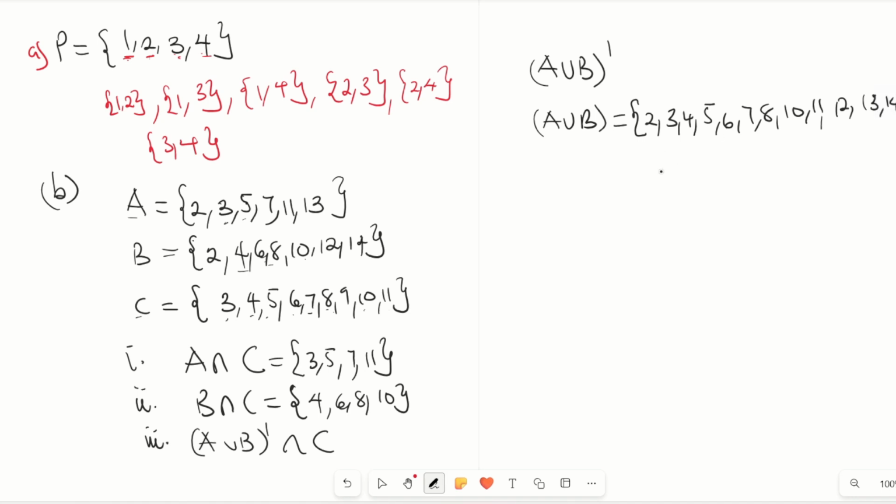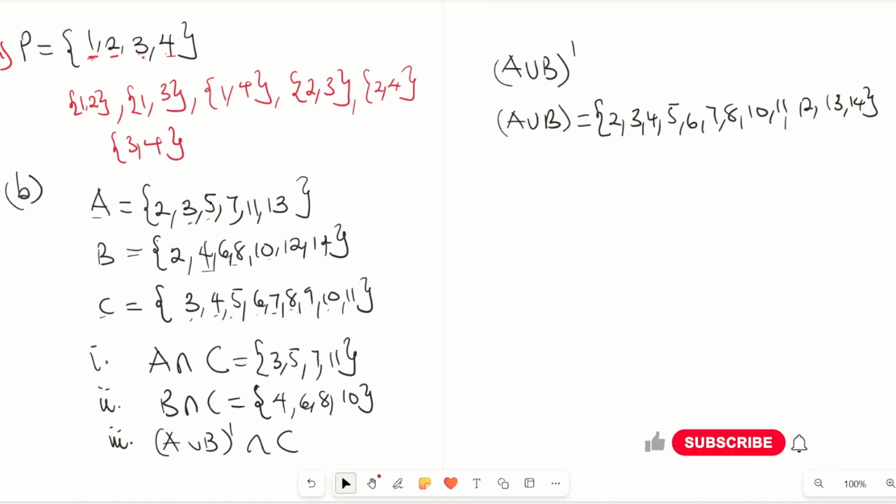So what are the elements that are in A, B, and C that are not here, right? So we need to look for A union B complement. So it means that we will have 2 is here, 3 is here, 4 is here, 5 is here, 6 is here, 7, 8, 9. There is no 9 here, so it means that 9 is part of those A union B complement, right? So I think it's only 9. 10 is there, 11 to 14 is there. So A union B complement is here.